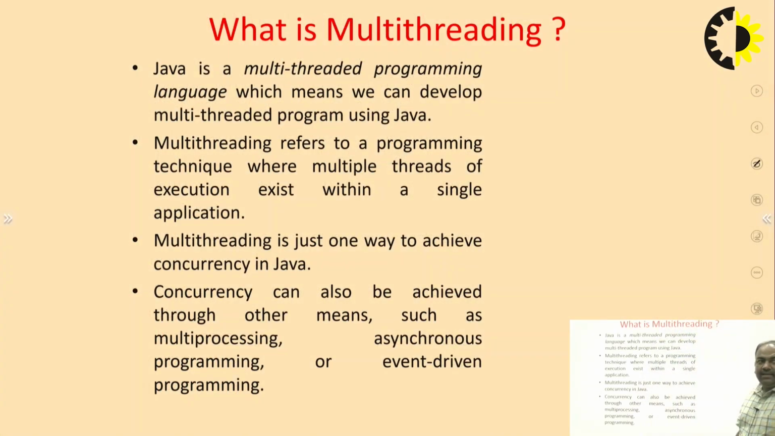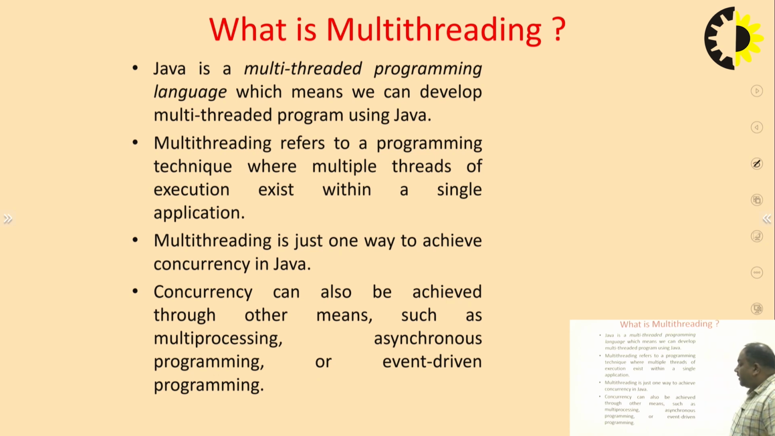Next, what is multithreading? Multithreading is supported by the Java programming language, which means that we can write multithreaded programs using Java, and it refers to a technique in which multiple threads of execution exist within a single application. So, in a single application, there are multiple threads and all those threads help in the execution of that application. They can also help to achieve concurrency through multiprocessing, asynchronous programming and event driven programming.